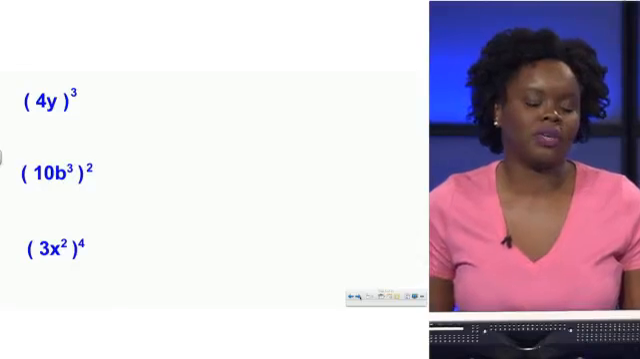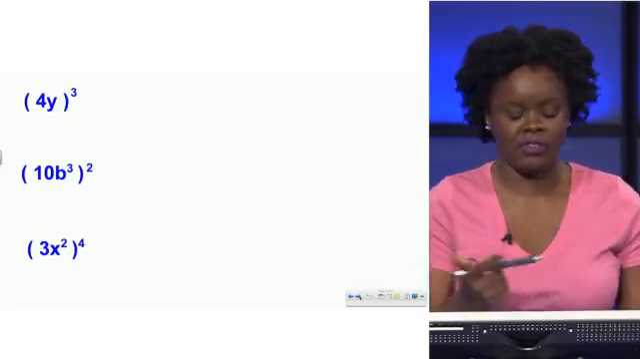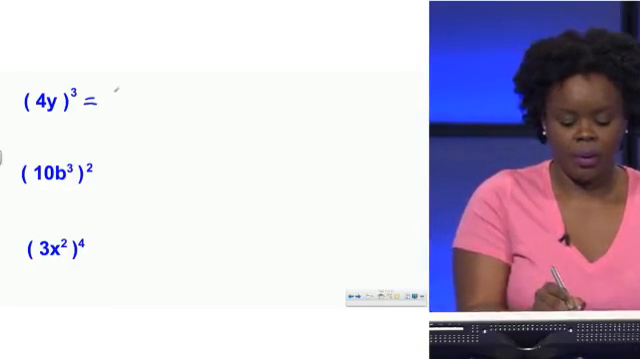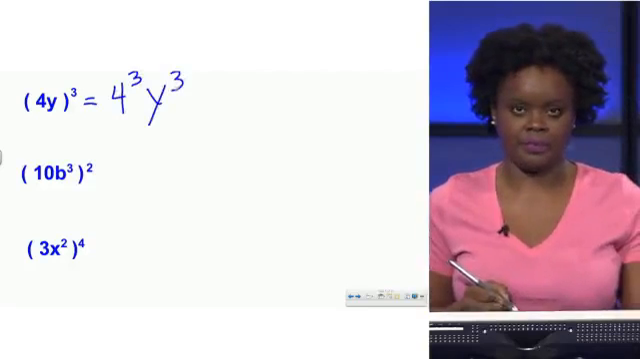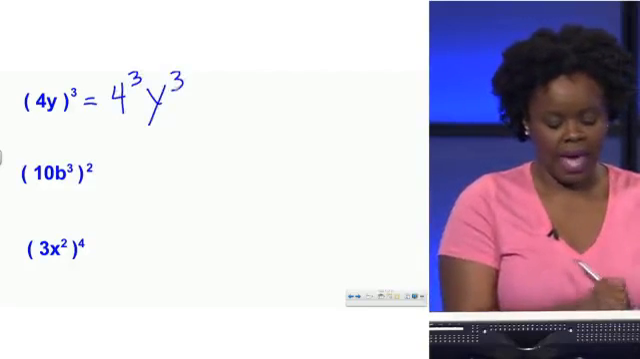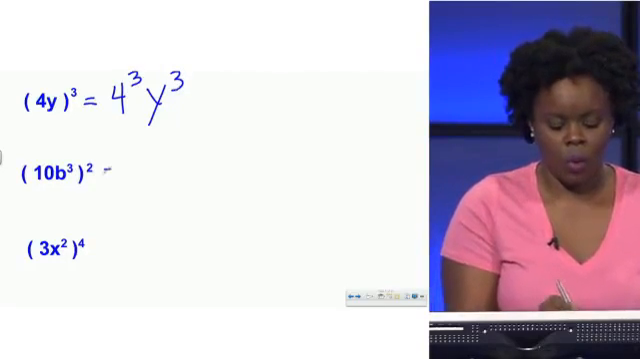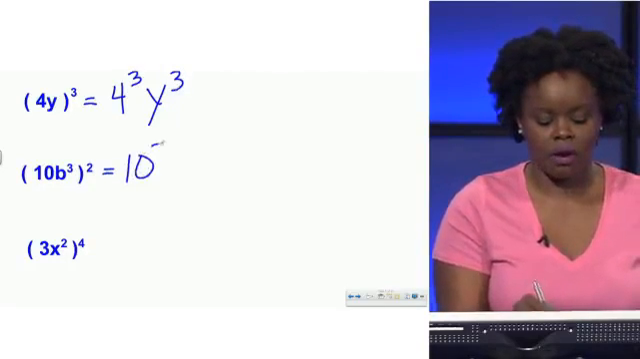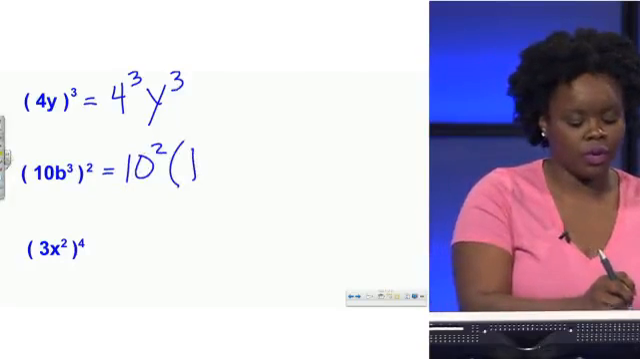All right, let's look at those 3 answers together and see if you notice the pattern. See if you notice what's going on. When we did (4y) cubed, we ended up simplifying it as 4 to the 3rd times y to the 3rd, right? And when we had (10b cubed) raised to the 2nd power, we represented that as 10 squared times, well, let me write it just like we wrote it. I want you to really look at them all in the same way.